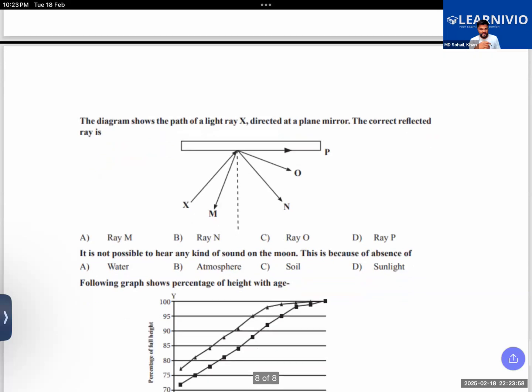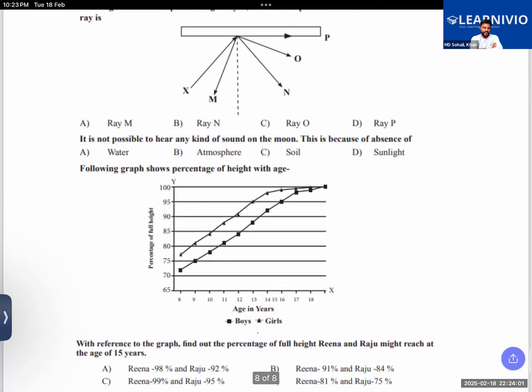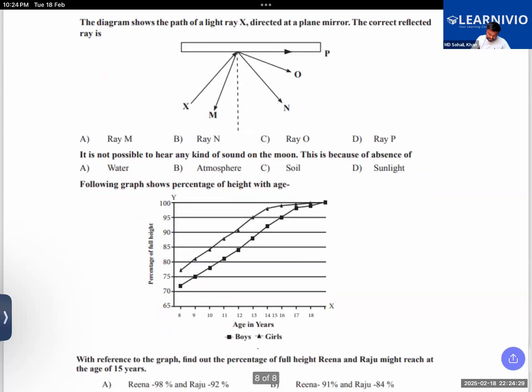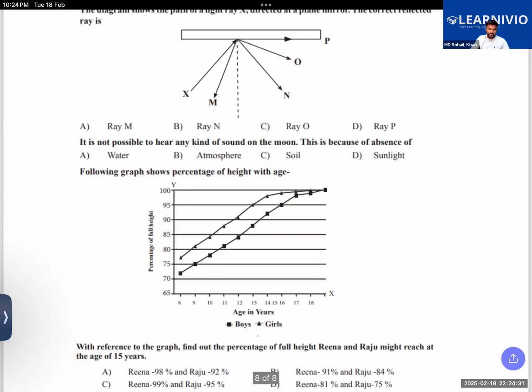Now here tell me which one is the reflected ray. It is showing the path of a light ray X directed at a plane mirror. You need to show the correct reflected ray. Is it ray M, N, O, or P? That is N. Good. Okay, next question.